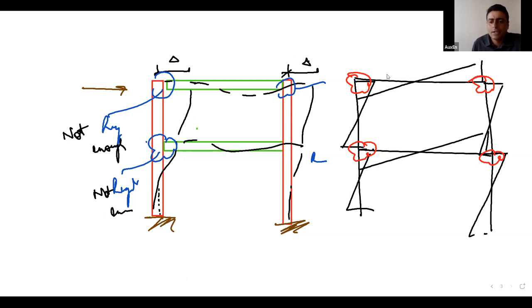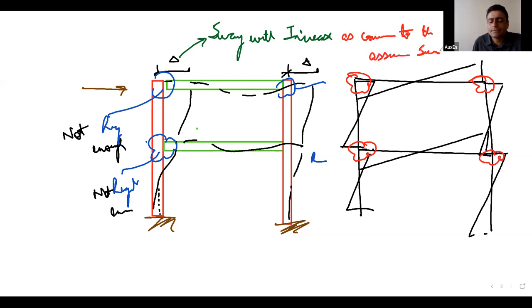So what happens is that your sway will increase or decrease if your connection is not rigid enough? So sway will increase, of course. Sway will increase as compared to the assumed or expected sway. Do we agree? Sway will increase, of course. Right.